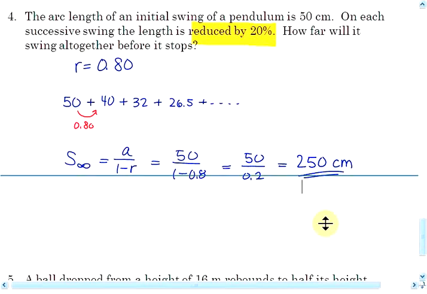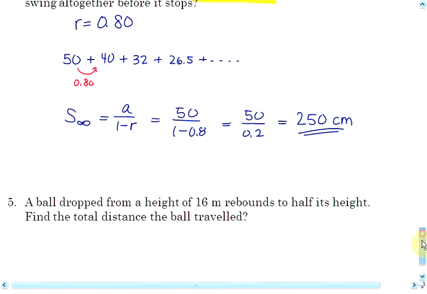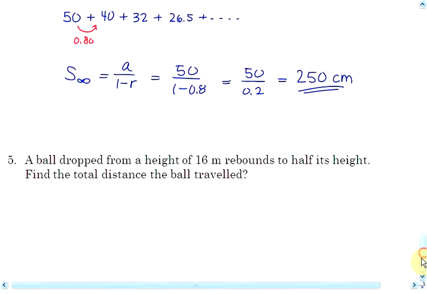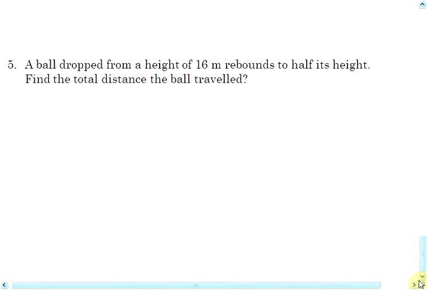Our final question for today is another one of the bouncing ball questions. A ball is dropped from a height of 16 meters and it rebounds to half its height. Find the total distance the ball has traveled. I am going to show you a number of different ways to calculate this one. They're all relatively the same. It's just a matter of coming up with different starting points.